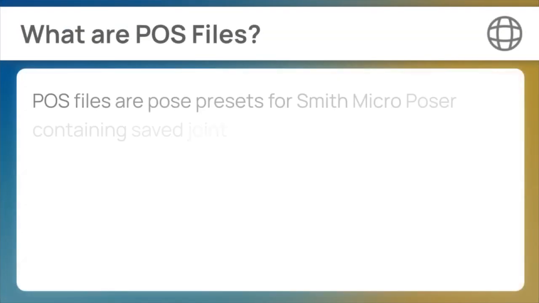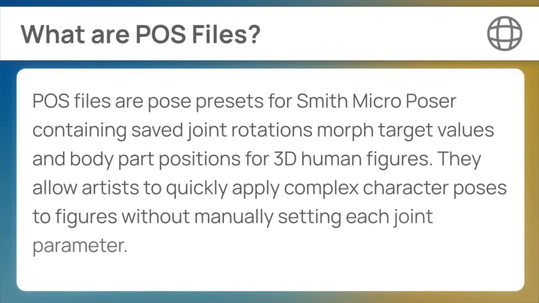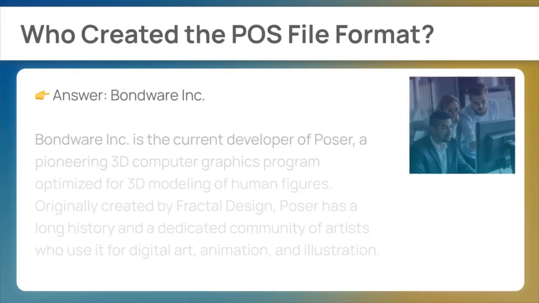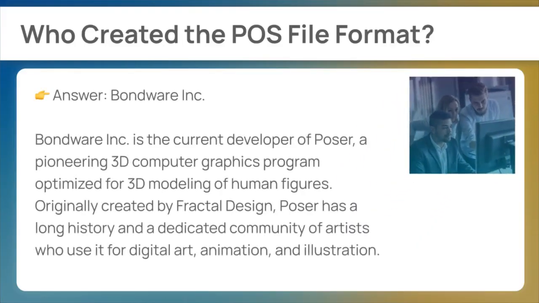POS files are pose presets for Smith Micro's Poser, containing saved joint rotations, morph target values, and body part positions for 3D human figures. They allow artists to quickly apply complex character poses to figures without manually setting each joint parameter.